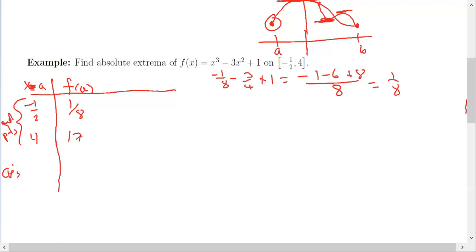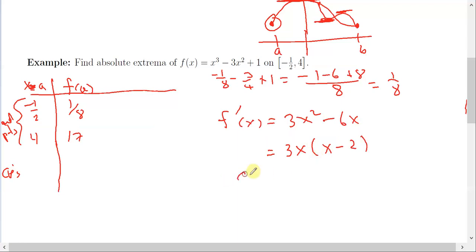Any critical points are going to go here. And so remember, to find the critical points, I take the derivative, which in this case is going to be 3x squared minus 6x. Factor it completely. Factor out a 3x. And what I'm left with is x minus 2. And so I can see, making a little table here, I've got critical points where f' is 0 and where f' does not exist. That's where I get critical points.